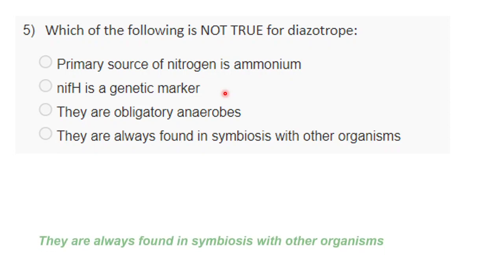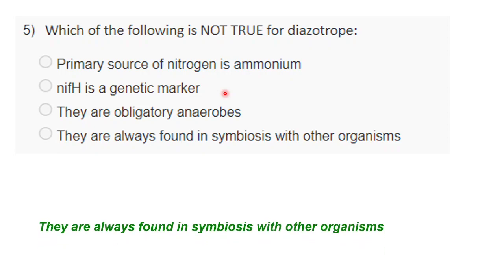So the correct answer will be they are always found in symbiosis with other organisms. This statement is not true because there are a lot of nitrogen fixing bacteria which are free living, and there are symbiotic ones like rhizobium and so on, but there are also free living nitrogen fixing bacteria. The other statements are true.